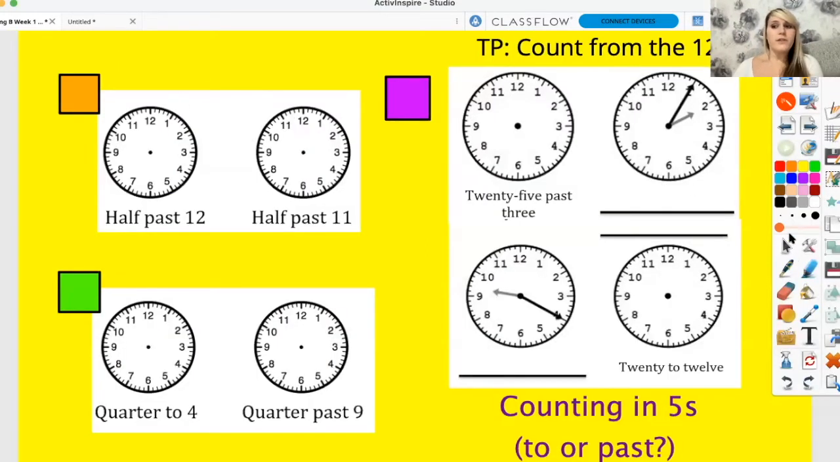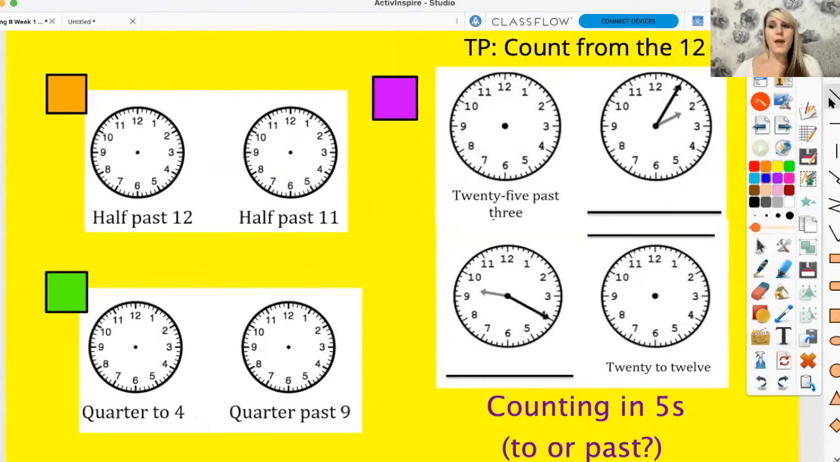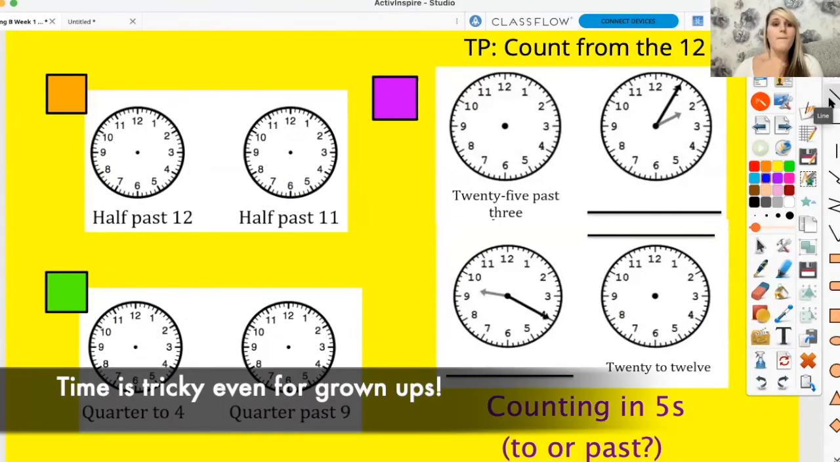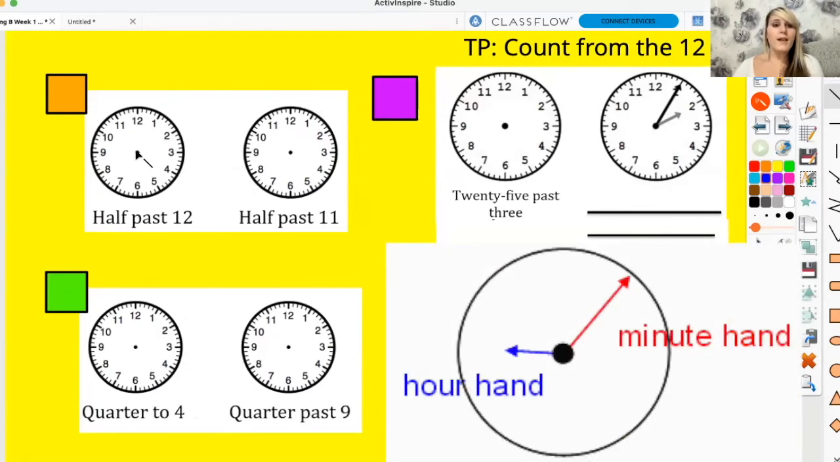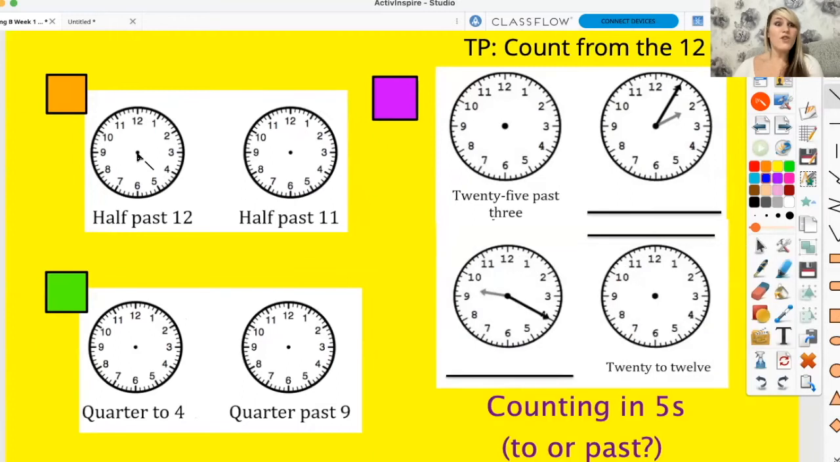So for orange, we need to draw the hands onto the clock, and they're half past. So top tip for you, use 2 different coloured pencils and try to make them really sharp. Then it will be easier to see.